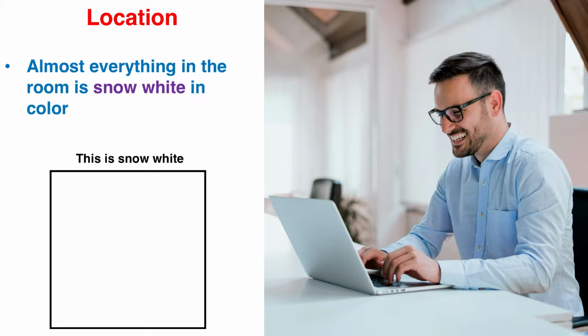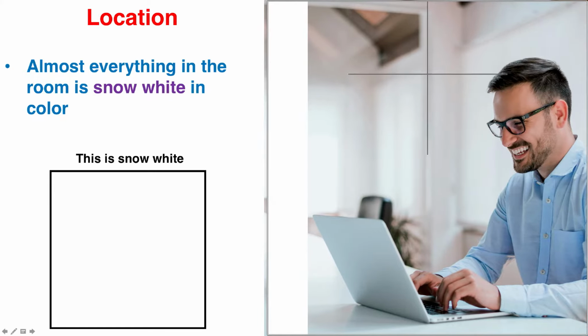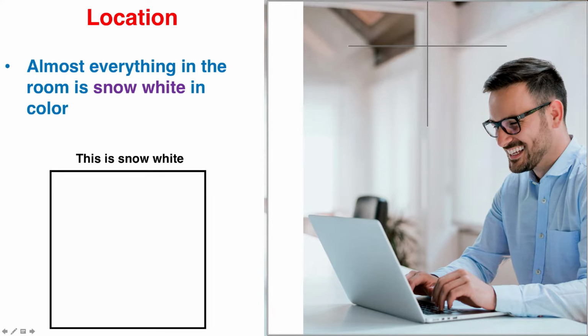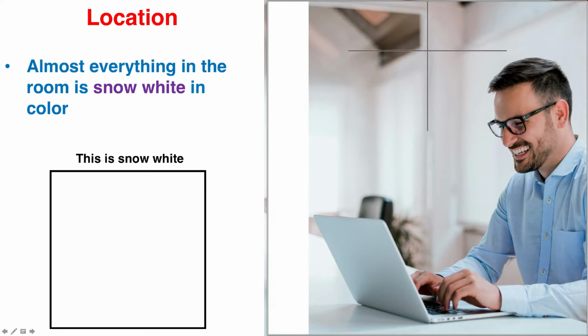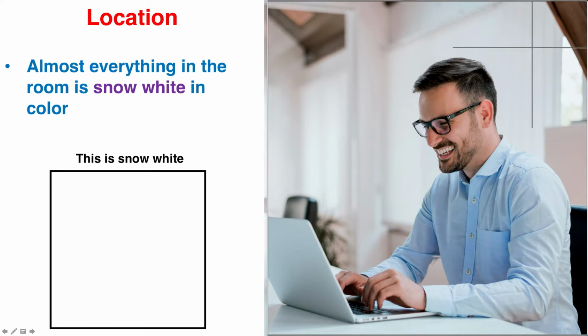What about the color? So almost everything in this office I would describe as snow white, like the princess. So looking here and here, these are called beams. So looking at these beams, they're snow white. The walls are snow white. Even the blinds here are snow white. So snow white is the decorative theme of this room.